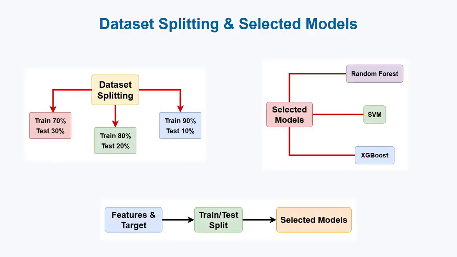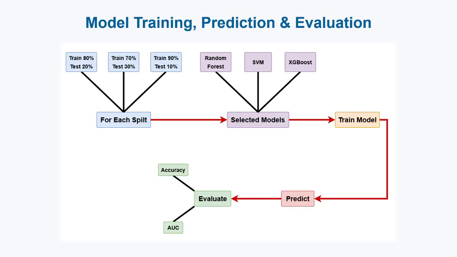After feature and target selection, we split the dataset by different train-test ratios such as 70/30, 80/20, 90/10. For each train-test split, we trained our dataset on selected models, which are random forest, k-nearest neighbor, and extreme gradient boosting. And after training, we predicted and evaluated them.